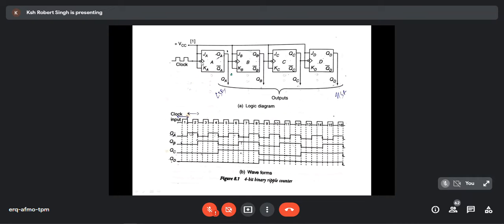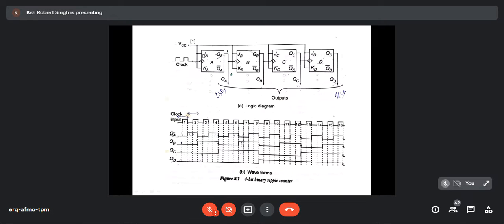When I say asynchronous counter, you can see this is a JK flip-flop. These are the outputs QA, QA bar, QB, QB bar, and so on. We have 4 flip-flops, with J and K connected together everywhere and given to VCC. That means J is 1 and K is 1 everywhere. That means every flip-flop will toggle.